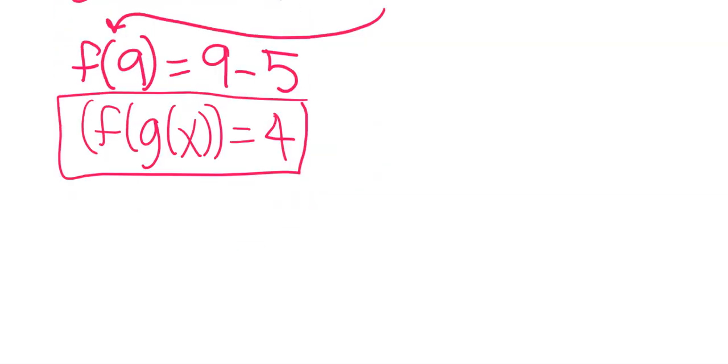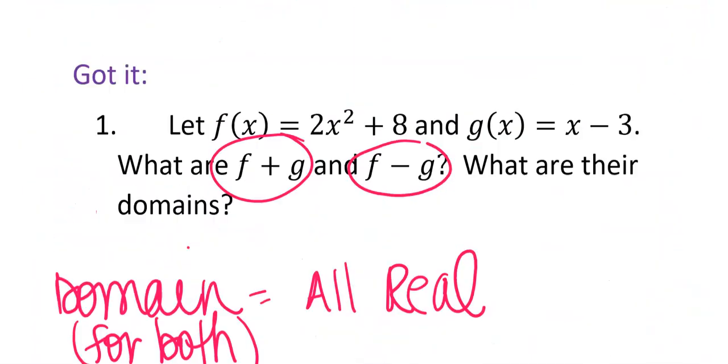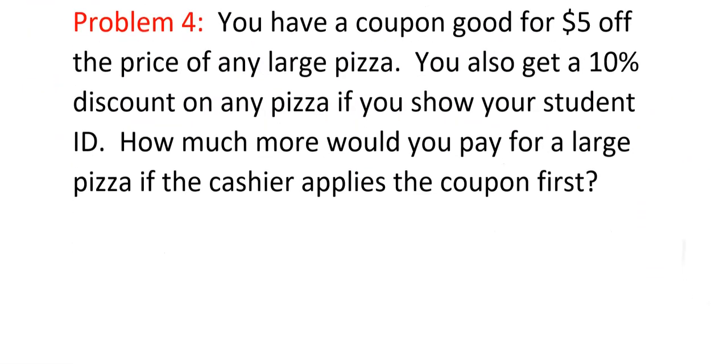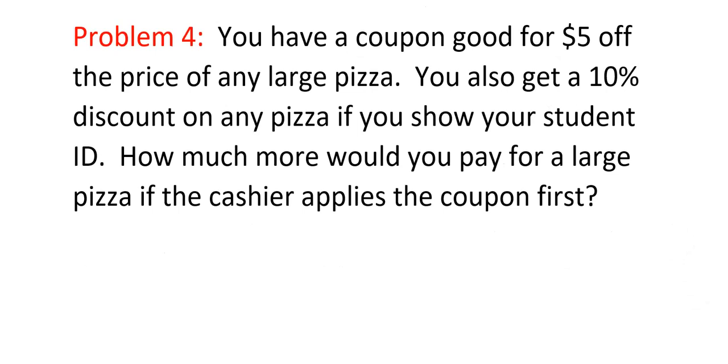Now, I want to do one more just to show you that this can apply to word problems. So with this one, you have a coupon good for $5 off the price of any large pizza. So we're going to define that one, and we're going to do a composite function with it. We don't know how much the pizza is, so we're going to say let x equal the cost of a large pizza. However much the large pizza is, that's going to be our x.